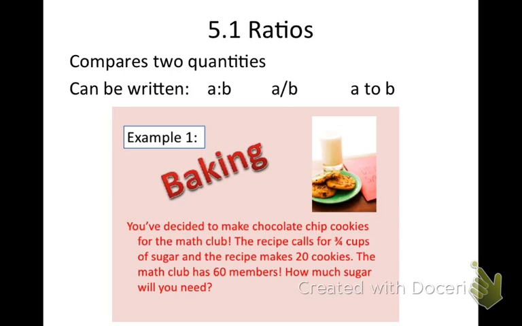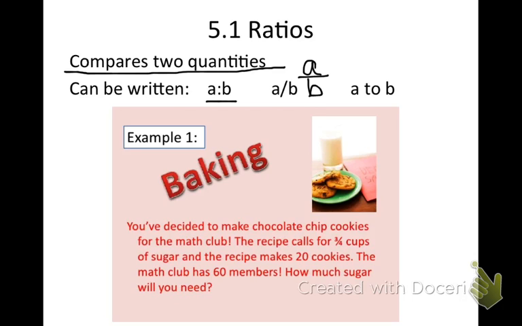We're going to start with 5.1, which looks at ratios, and a ratio compares two quantities. And they can be written A colon B, A over B, or A to B. So those are the three ways we can write a ratio.